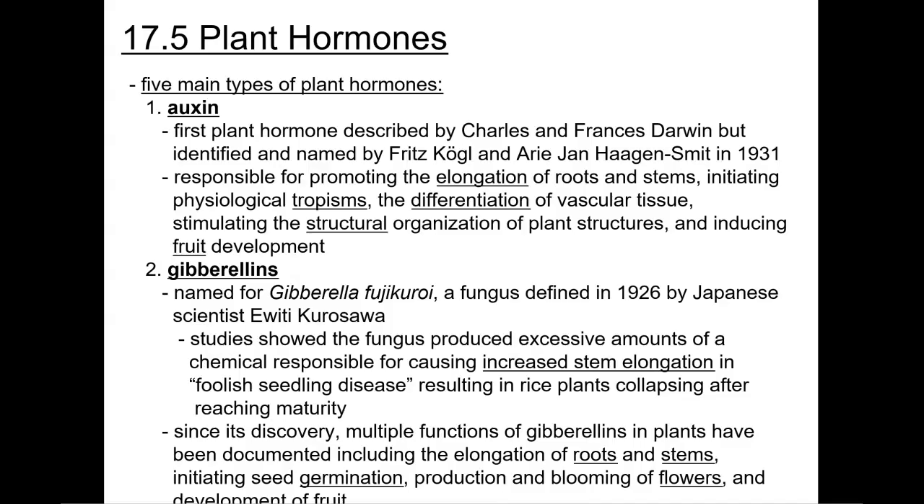Next, we have our second hormone, the gibberellins. These are named after a fungus that was defined in 1926 by a Japanese scientist, Eiichi Kurosawa. Studies showed that this fungus produced excessive amounts of a chemical responsible for causing increased stem elongation and foolish seedling disease, which results in rice plants collapsing after reaching maturity. Since its discovery, multiple functions of gibberellins in plants have been documented, including the elongation of roots and stems, initiating seed germination, and production of blooming flowers and development of fruit.